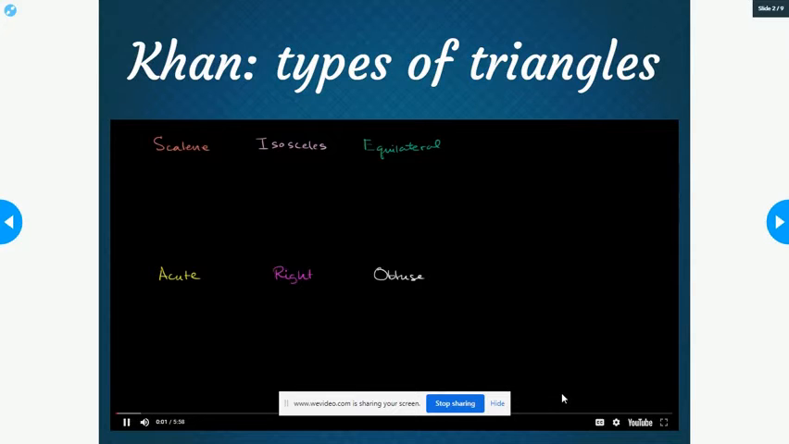What I want to do in this video is talk about the two main ways that triangles are categorized. The first way is based on whether or not the triangle has equal sides, or at least a few equal sides, and the other way is based on the measure of the angles of the triangle. So the first categorization right here, and all of these are based on whether or not the triangle has equal sides, is scalene. And a scalene triangle is a triangle where none of the sides are equal.